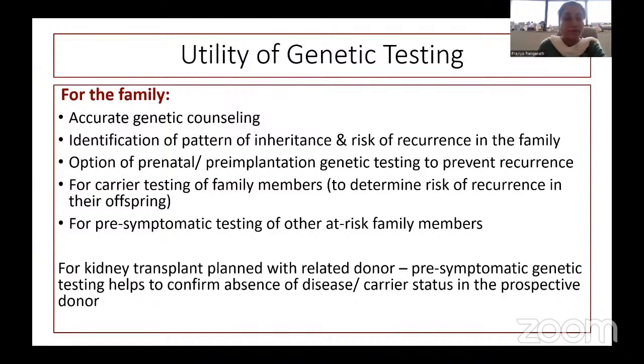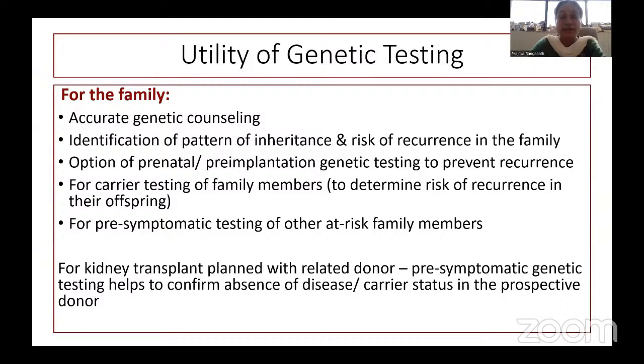For the family, and of course for the individual, you can provide accurate genetic counseling. You can tell them about the genetic basis of the disease, why it has happened, and also the pattern of inheritance and the risk of recurrence in other family members. Then if it is a serious genetic disorder and especially something which is of pediatric onset, you have the option of offering prenatal or pre-implantation genetic testing to prevent recurrence in other children in the family, in other subsequent family members.